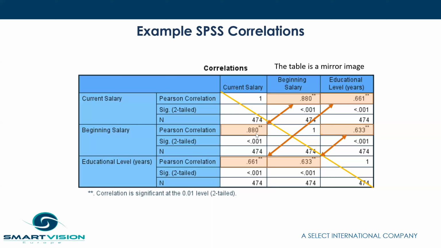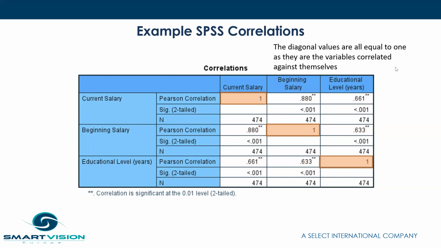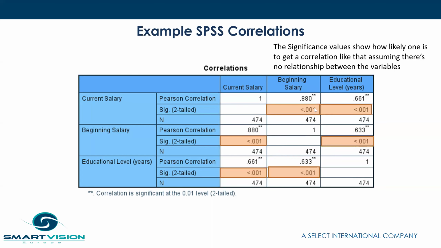So these are the correlation coefficients. The table's a mirror image. The second thing is the diagonal values are all equal to 1, as they are variables correlated against themselves. So this is kind of useless information. You don't need that really, because it's always going to be equal to 1 no matter what. And the third value is the significance values, which show how likely one is to get a correlation like that, assuming there's no relationship between the variables.